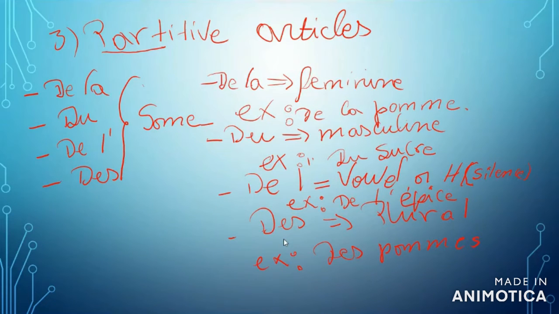In French, we have, first of all, definite articles, which are le, la, l', les. Secondly, we have indefinite articles, which are un, une, des, and you know how to use them. And thirdly, we have partitive articles, which are de la, du, de l', des.